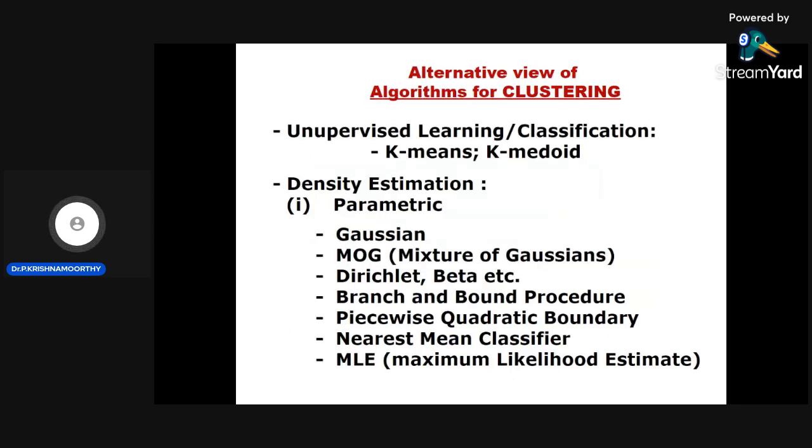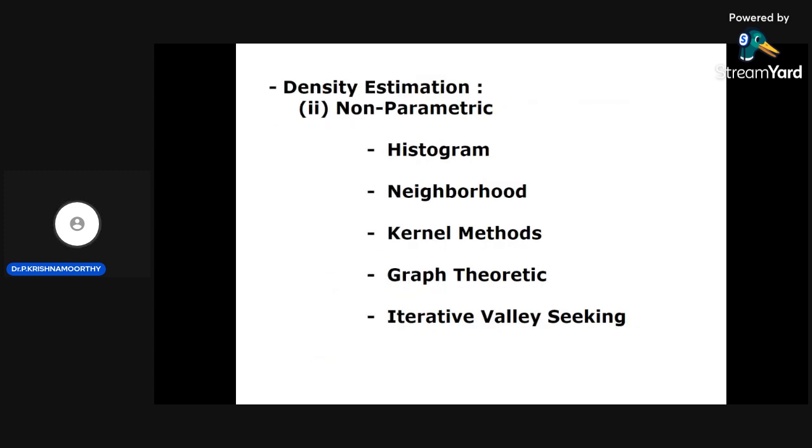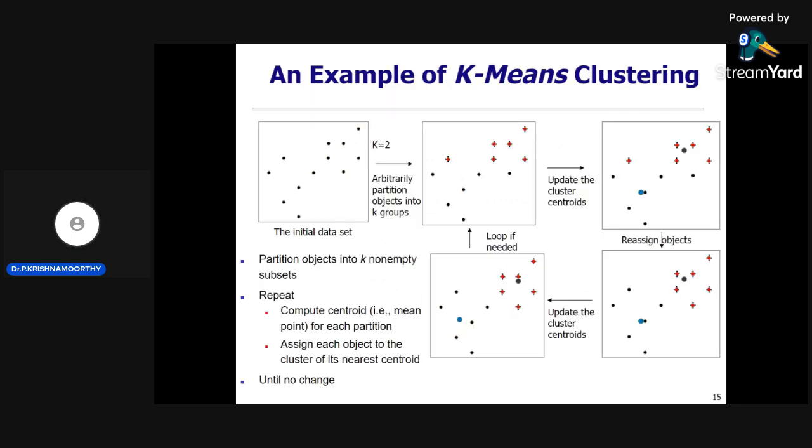An alternative view of algorithms for clustering: unsupervised learning or classification, where we have K-means or K-medoids. For density estimation, parametric methods use Gaussian, mixture of Gaussians, Dirichlet, branch and bound, piecewise quadratic boundary, nearest mean classifier, and maximum likelihood estimation. For non-parametric density estimation we use histogram, neighborhood, kernel method, graph theory, and iterative value seeking.